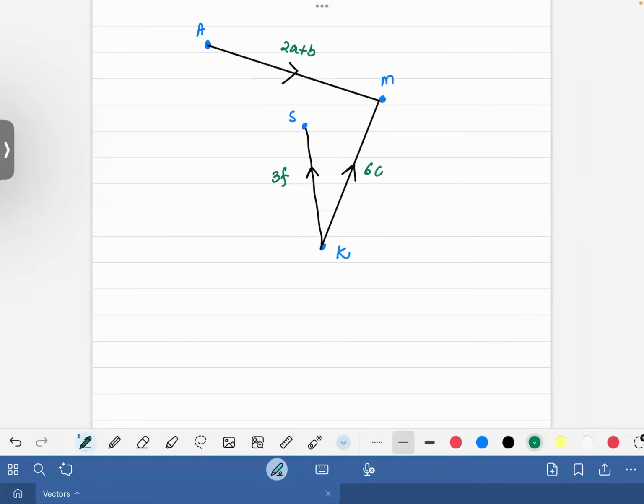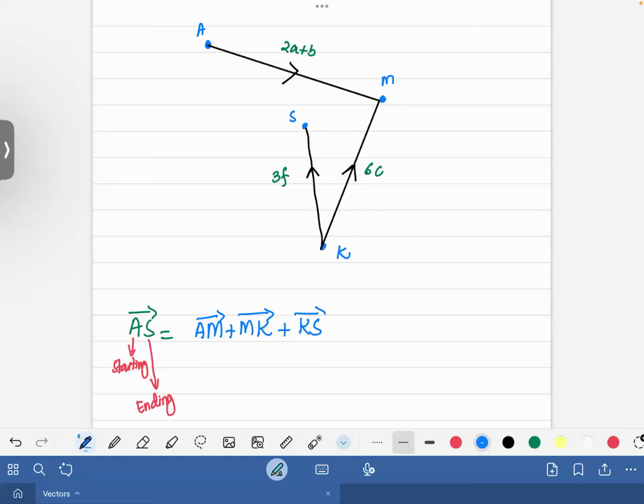So the examiner is asking you the question, find AS. Okay, AS is what? Start your car from A. This is your starting point, and this S is your ending point. Understood? Yes sir. So A to S. I have to start my car from A, travel till M, then from M to K, KFC, and then from KFC to the school.